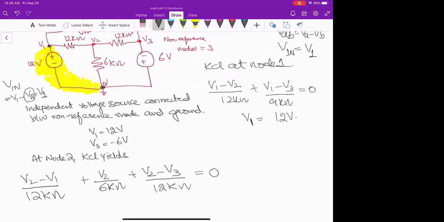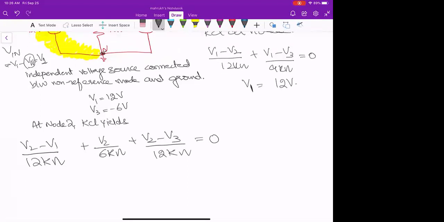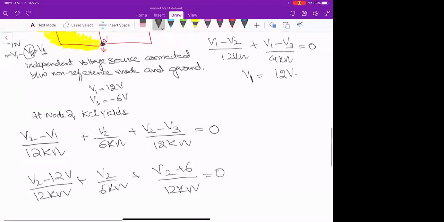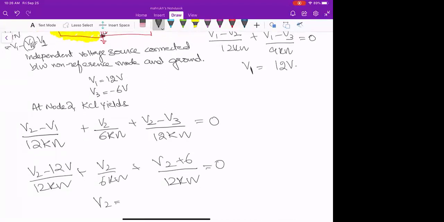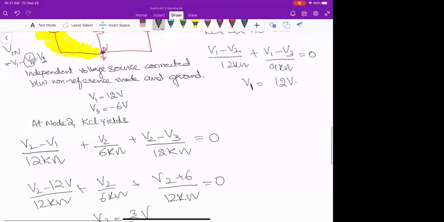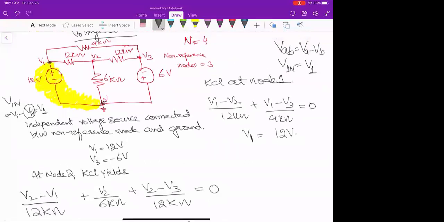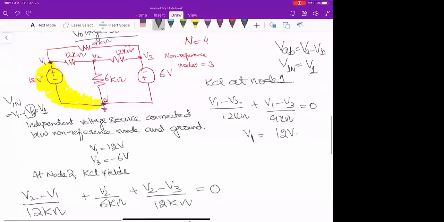Then we move forward and we find V2, okay? We just plug in the values of V1 and V3 and we will be good. Then our V2 will come as 3/2 volts, and we can find everything else by just putting the values in, because we have V1, V2, and V3.